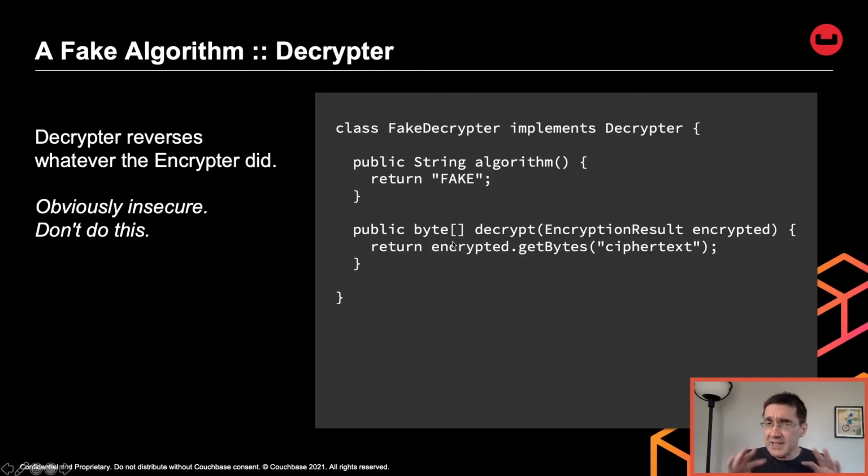Inside your encrypt and decrypt methods, you can do whatever you want. You can make a call to a native library. You can make a call to a web service, which is how the Vault transit integration works. You can do whatever you want in there.